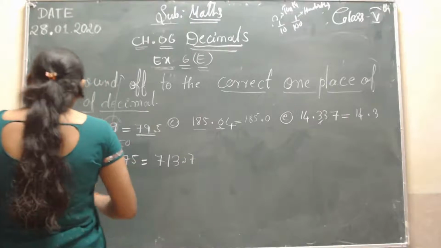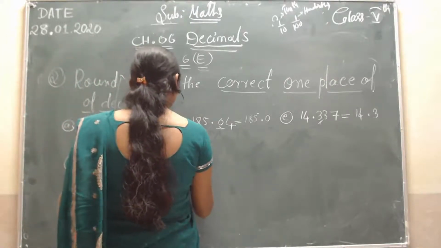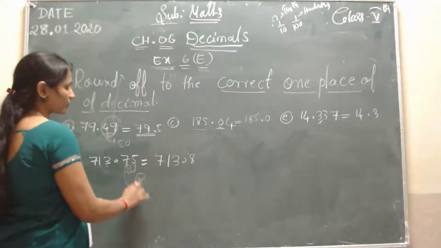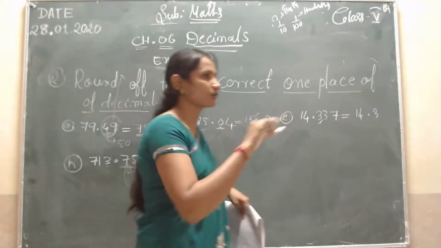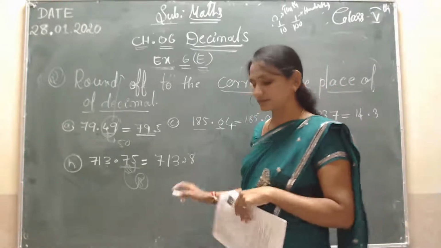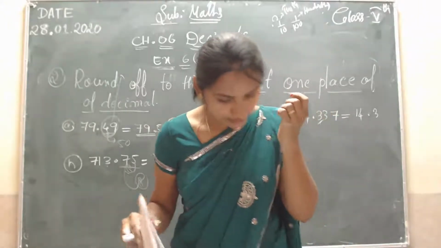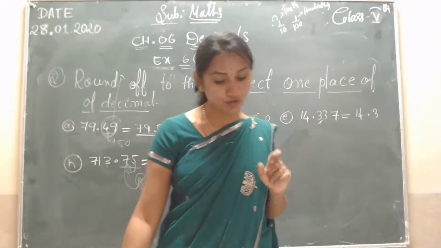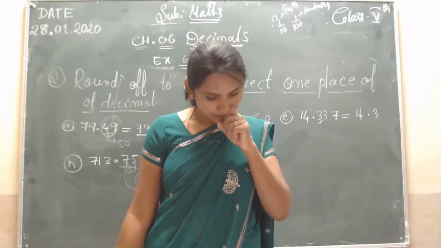713.7 you have to write. Why 7? Sorry, here 8, right. Because 77 is nearest to 80, because you have to consider 75. The nearest of 75 is 80, so you have to take it here as 8. So this is the round of the correct one place, students, not the nearest. Okay, but next question.